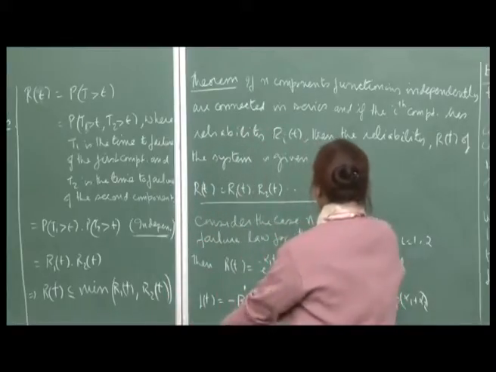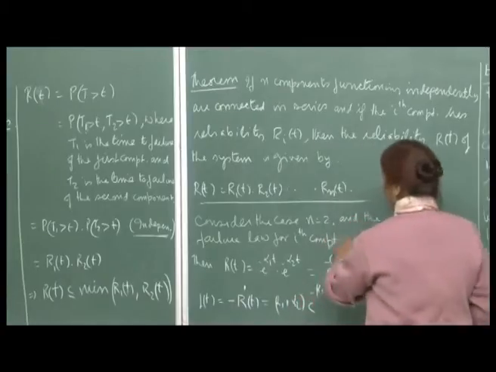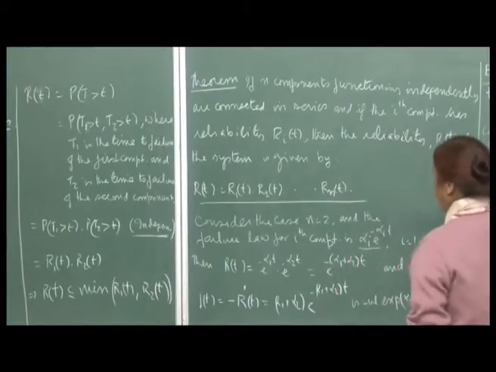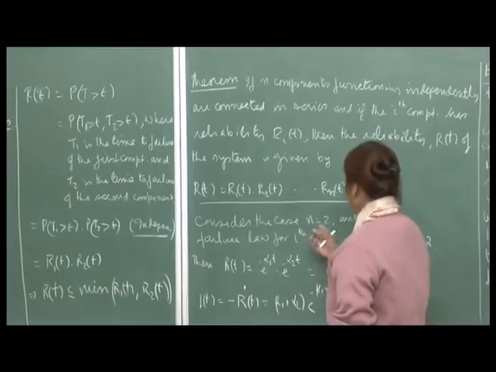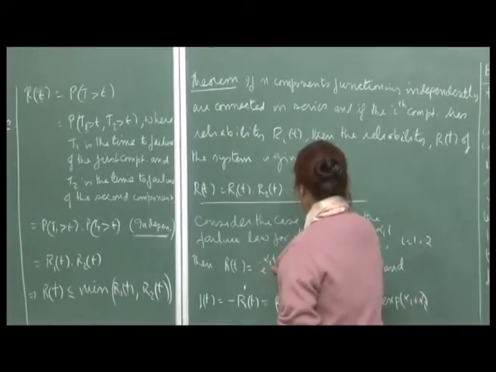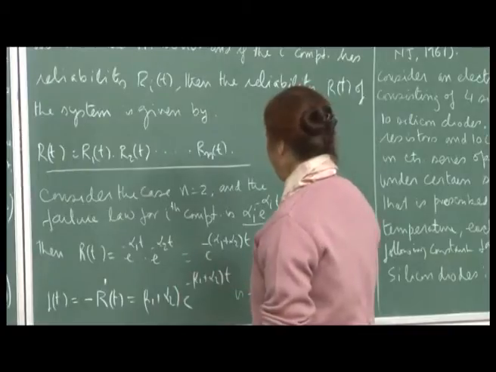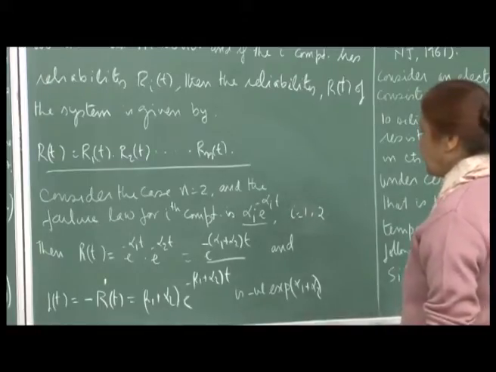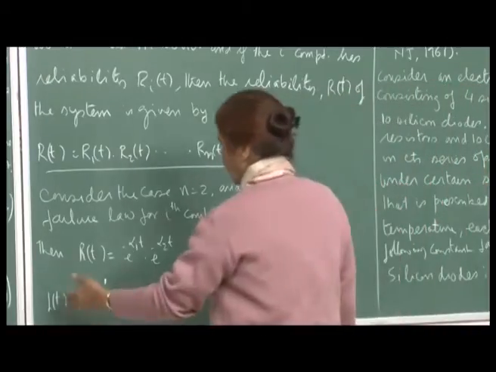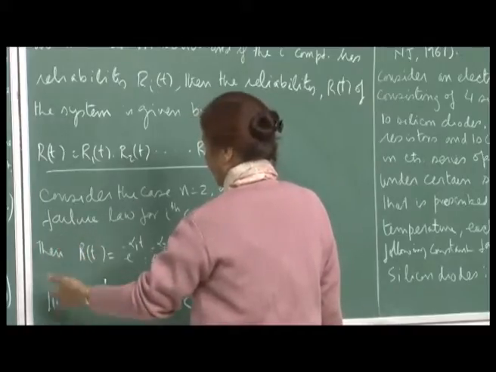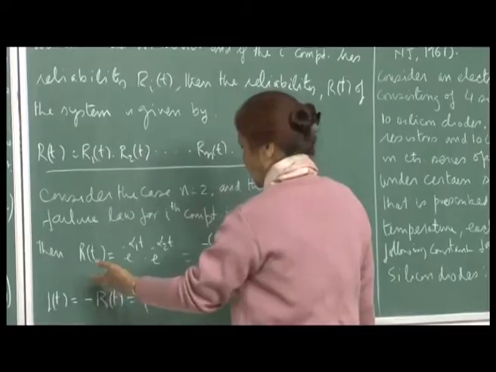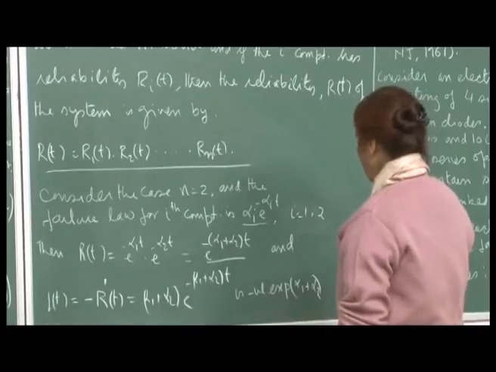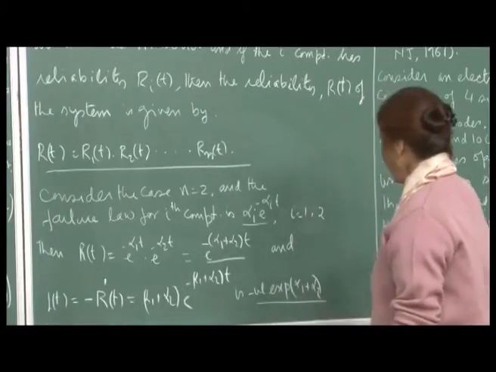Okay. Now, consider the case when n is equal to 2 and the failure law for the ith component is exponential. Then your reliability for the system with two components will be e raised to minus alpha 1 t into e raised to minus alpha 2 t, which is e raised to minus (alpha 1 plus alpha 2) t, and therefore the PDF for the failure time of the system would be minus R prime(t), which is (alpha 1 plus alpha 2) e raised to minus (alpha 1 plus alpha 2) t. So, this is negative exponential with parameter alpha 1 plus alpha 2.